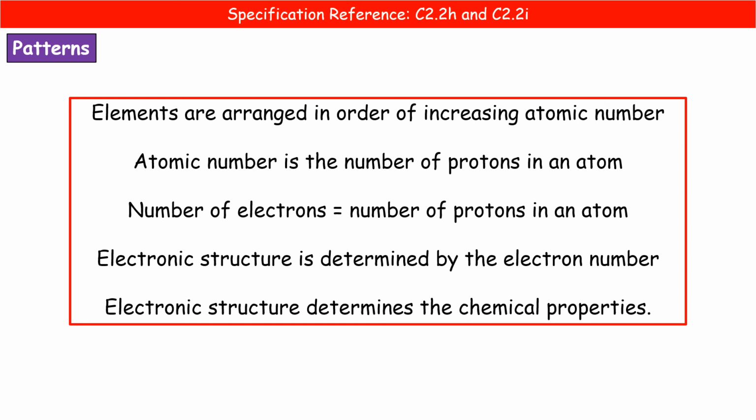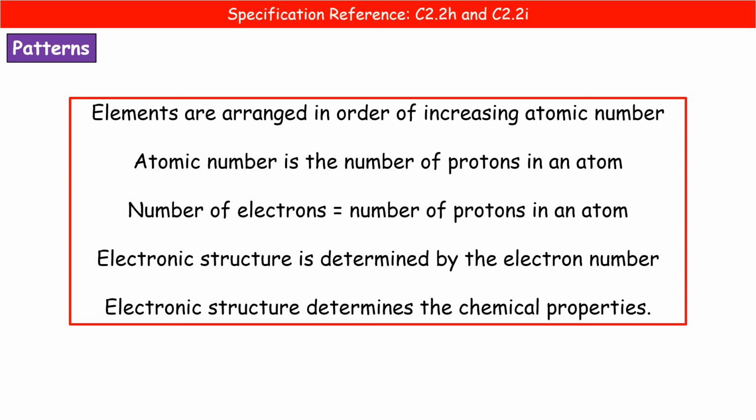Next one is that the atomic number tells us the number of protons in an atom. And going back to our work from C1, we hopefully know that the number of protons is the same as the number of electrons when we're talking about an atom because it's neutral. The electronic structure is determined by the number of electrons present within any particular substance. And the electronic structure is going to determine the chemical properties.